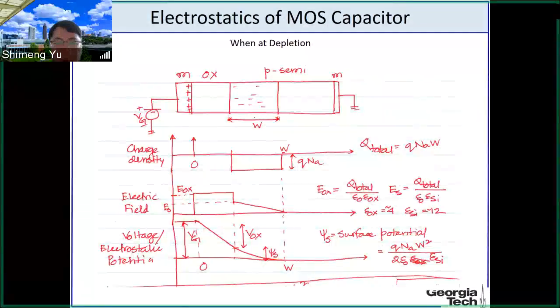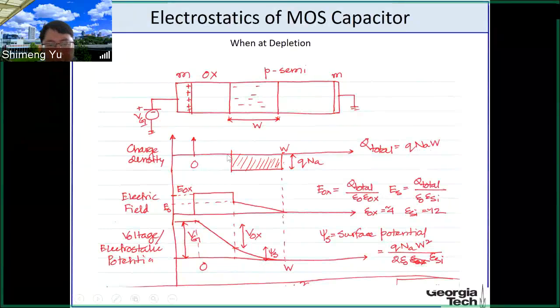So the total charge here, Q total, essentially is the area of this part. So it's Q Na times W. So that's the total charge, total negative charge caused by this depleted acceptor. And then we want to do one integration of the charge here over the distance, let's say the W.